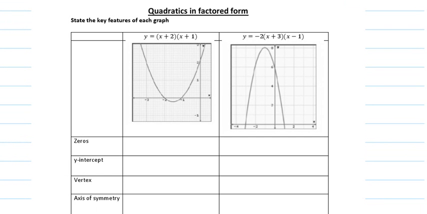Today we're going to explore the quadratic in factored form. So remember we talked about the three different types of quadratics. We have the standard form, we have the vertex form, which we covered in the first unit, and right now we're talking about the factored form. Okay? So let's look at the equation here, y equals (x + 2)(x + 1). So let's look at the graph.